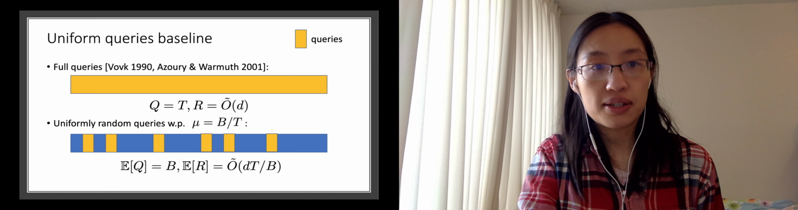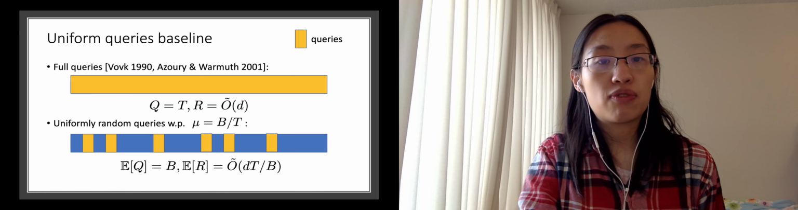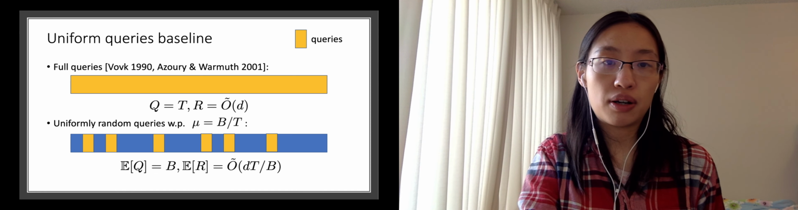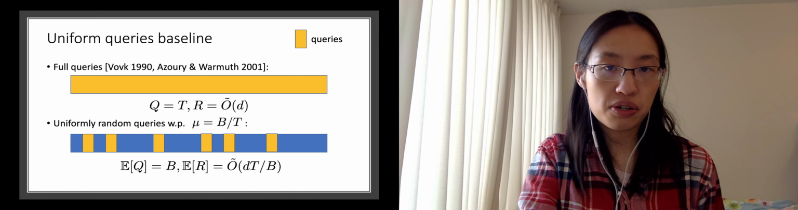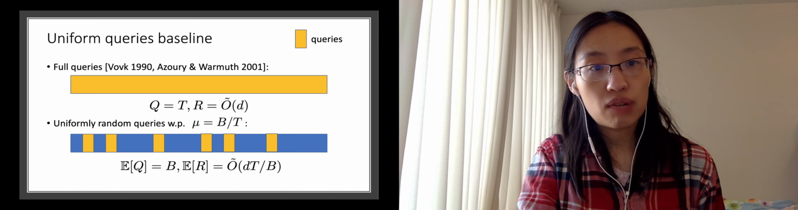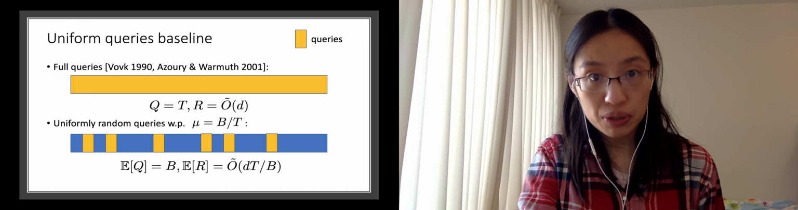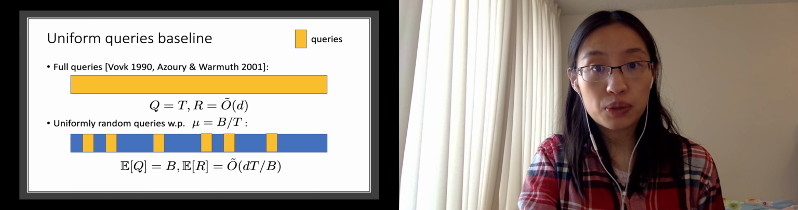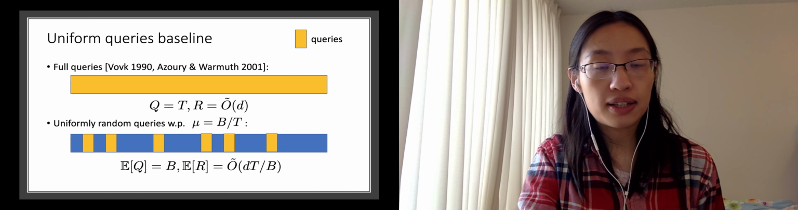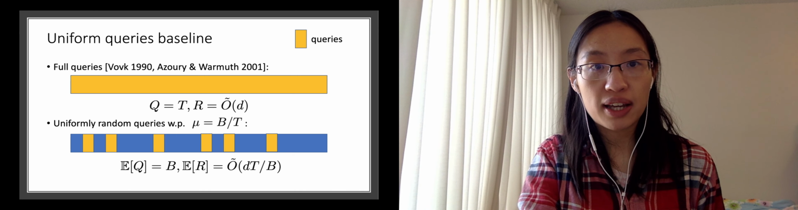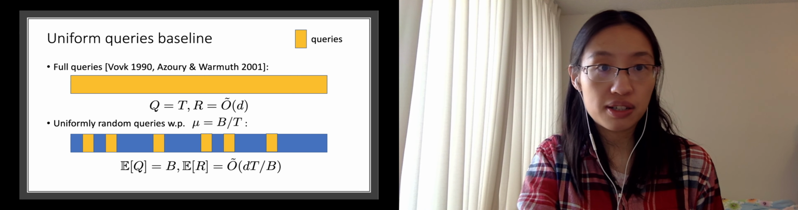As a baseline, let's consider full queries. If we make a query at every time step, Q is equal to T, and R is on the order of d. If we uniformly randomly query with probability mu, which is set to be B over T, then the expected number of queries is B, and the expected regret is dT over B.